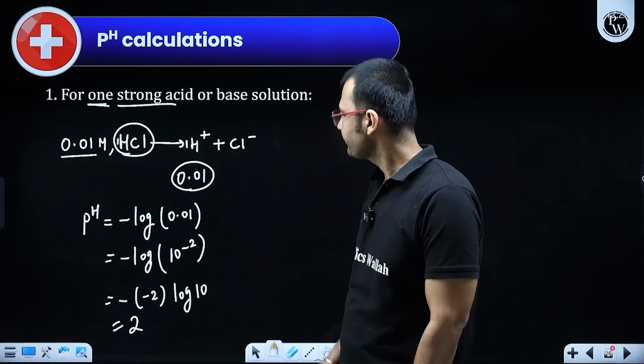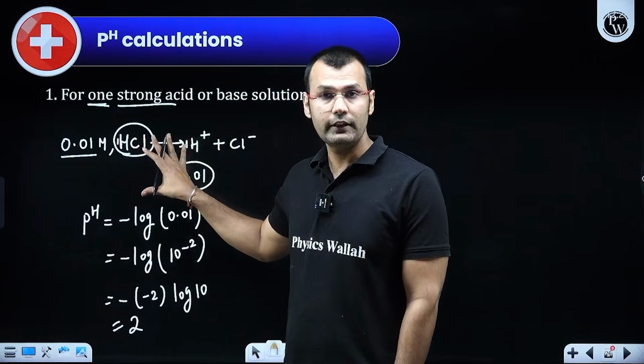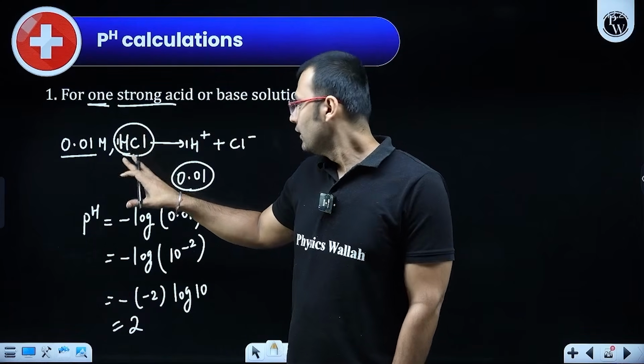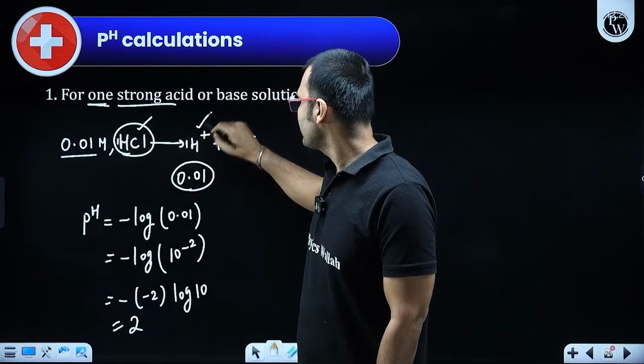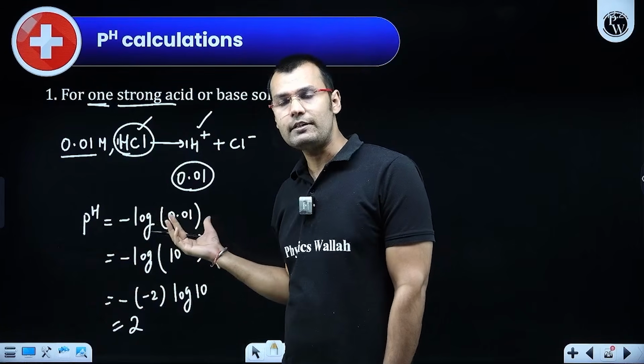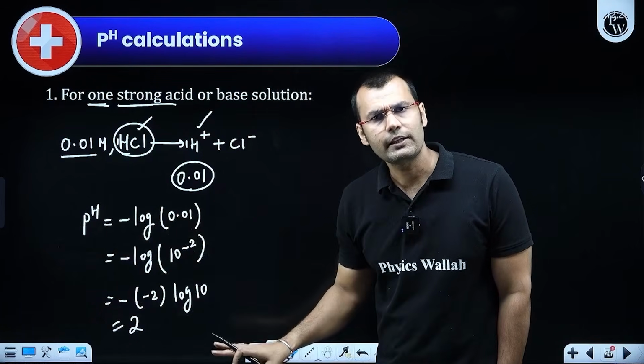So the point is, for one strong acid solution, if you have to get the pH, get the concentration of H+ from your acid, apply the formula pH equals minus log H+, and get the pH value.